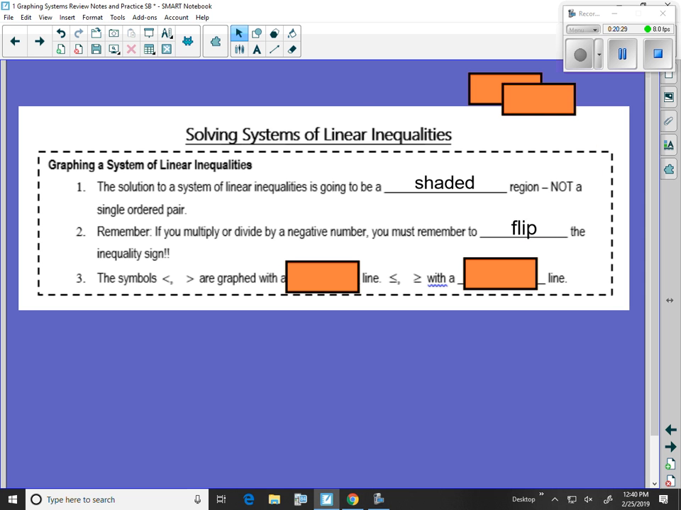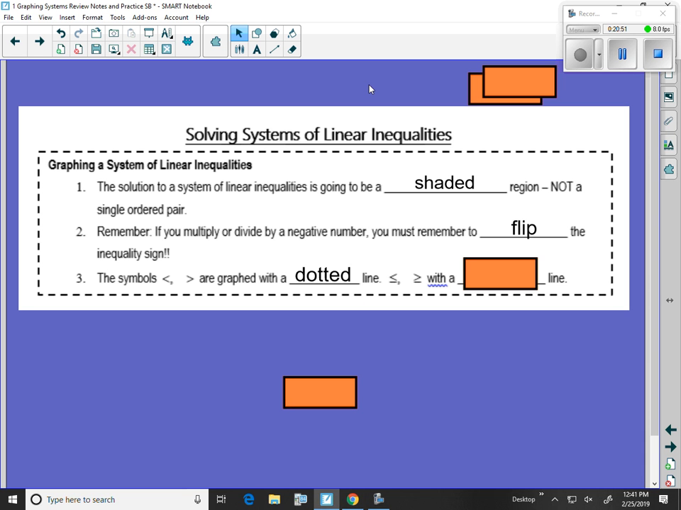Okay, remember, if you multiply or divide by a negative, you have to flip that sign. Remember when we talked about the sirens? When you're dividing, don't. Okay, so don't forget that part. Okay, don't forget to flip that sign. Do these have a solid or dotted line when we draw the graph? Dotted. Okay, so less than, greater than is dotted. Less than or equal to, greater than or equal to, those are our solid lines.